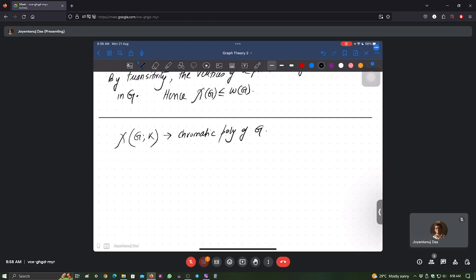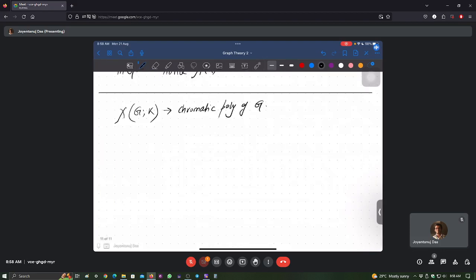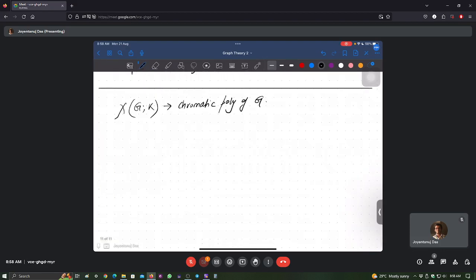But what happens if K is negative? Then graph theoretically it does not make sense, right? Because what do we mean by a negative number of colors? But actually, there is a meaning. So let us see what happens when K is a negative integer?